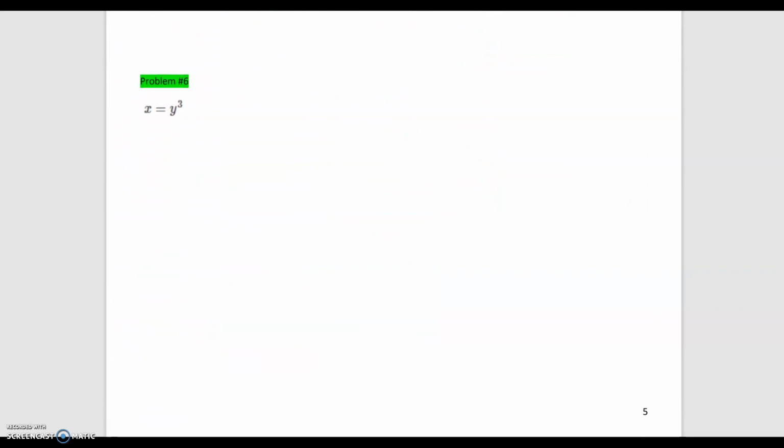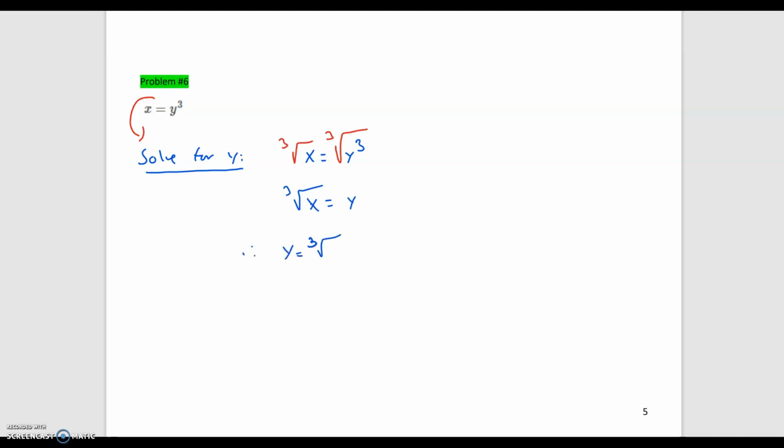In 6, we can isolate the variable. So same idea as the first one that we did. So we're gonna solve for y, and we're looking at x is equal to y to the third. So in order to cancel the y to the third, we're gonna take the cube root. So we're gonna end up with the cube root of x is equal to y, or y is equal to the cube root of x.